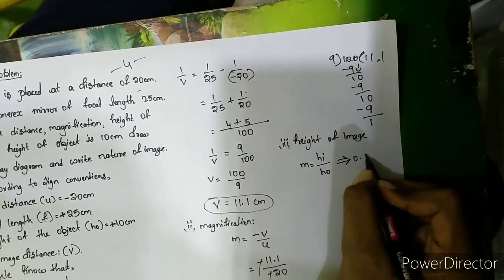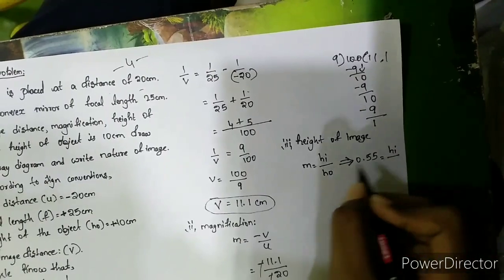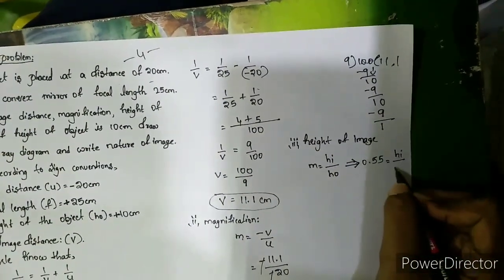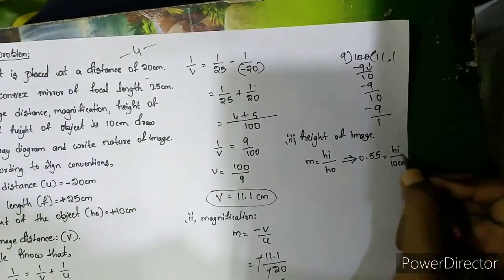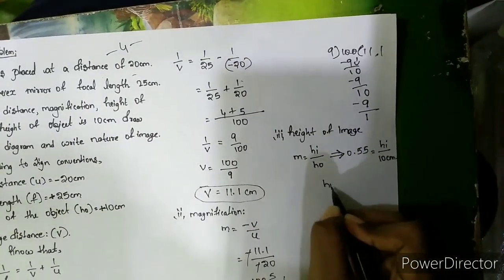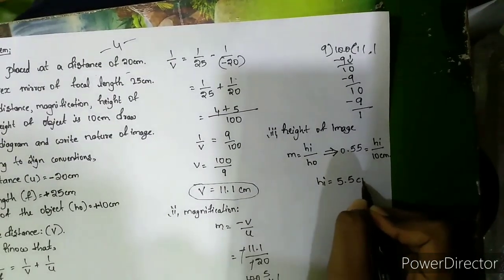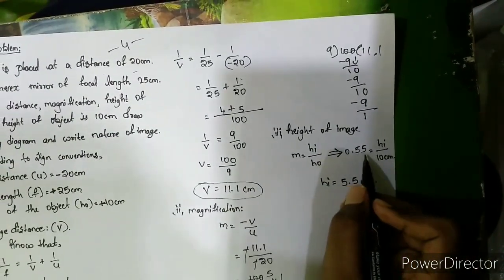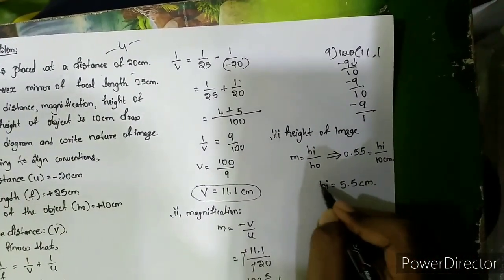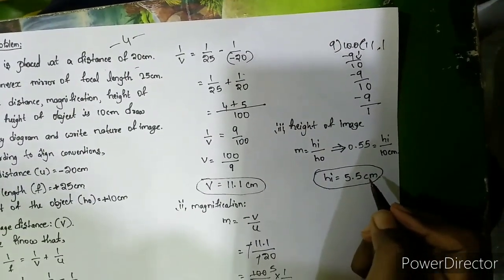Employing magnification, we got 0.55 is equal to hi by ho. In the question they had given that the height of the object is 10 centimeters, so we can write 10 centimeters here. Now if we simplify this, we will get the height of the image is equal to 5.5 centimeters. If we multiply 10 with 0.55, we get 5.5 centimeters. Now we also found the height of the image. Almost 70% of the problem is completed.